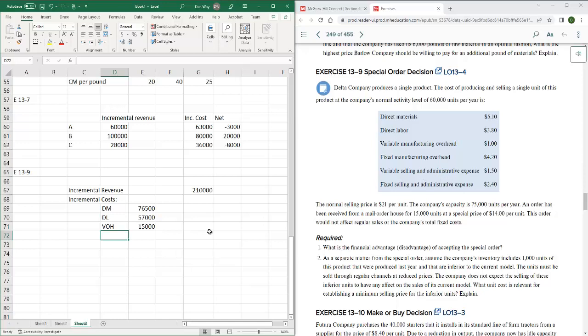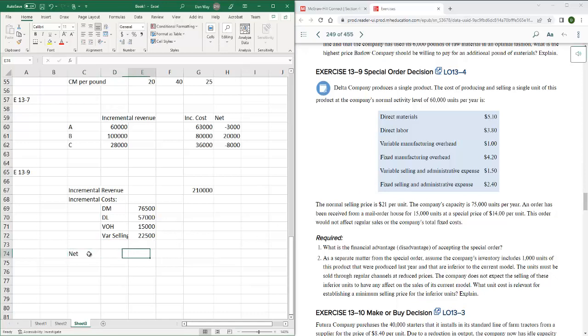Variable selling and admin, well, by definition, that's going to change in proportion to changes in activity. So we do need to consider that. $1.50 per unit, again, times the 15,000 total units in this order. So there we go, 22,500. And then finally, fixed selling and admin. Well, that's similar to our fixed overhead. There's no change in total fixed cost. So all we'd be doing is spreading the total fixed cost over more and more units. So nothing for us to consider there.